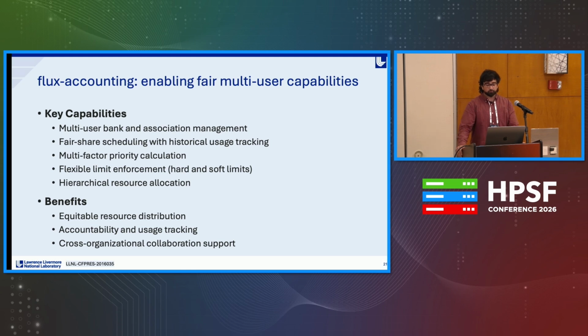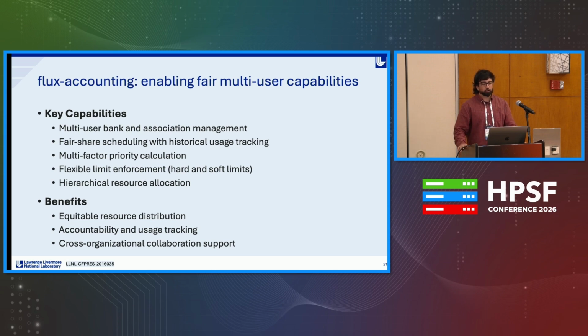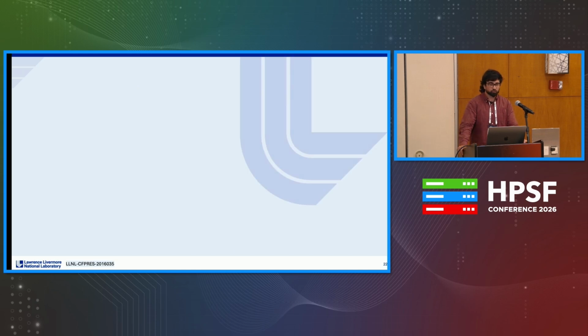And that's pretty much it. So Flux Accounting has evolved in the last couple of years as the central accounting component for Flux as a system instance. It handles things like user, bank, queue, and project management. It helps with fair share scheduling, tracks historical job usage, and will calculate job priorities and enforce limits on a system that sees a bunch of high traffic. So with that, I'll open it up to any questions if there are any.